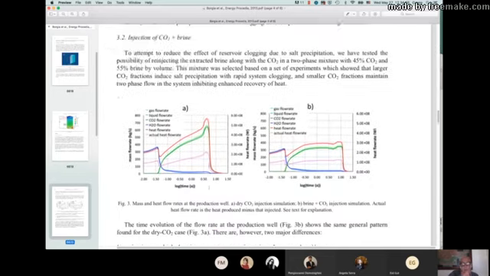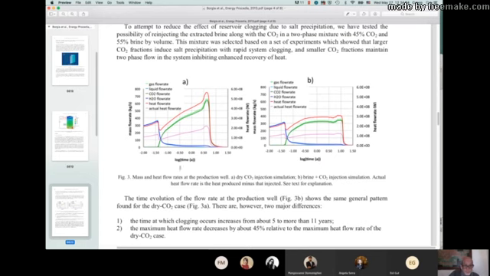So this is about what you see. You have the logarithm of time on the bottom axis, and you have the mass flow rate, kilogram per second, on the left-hand axis, and the heat flow rate on the right-hand axis. And then you have a number of lines that tell you what is happening in the system, actually what is happening at the producing well.